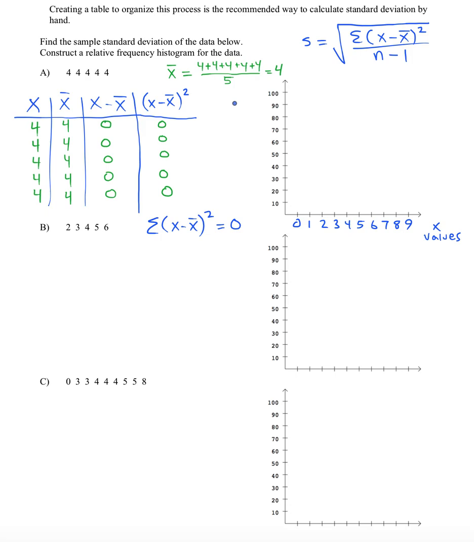Now on the vertical axis, we have what is called relative frequency, which tells us the percent of the data who answered in a certain way. So since everybody answered with a 4, that means there's only going to be one bar here. And the height of the bar is going to be 100%. Now we'll center the bar around the 4. We can shade it in if we like. And there we go. That's our relative frequency histogram.